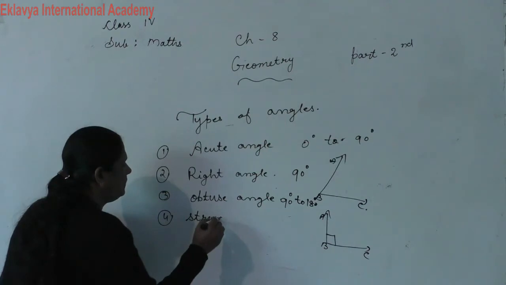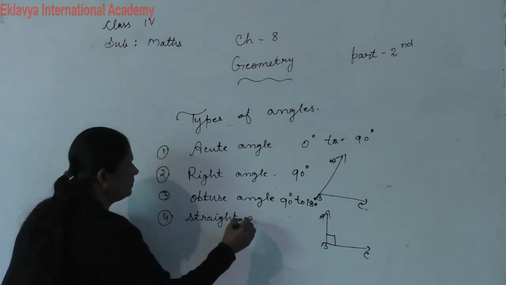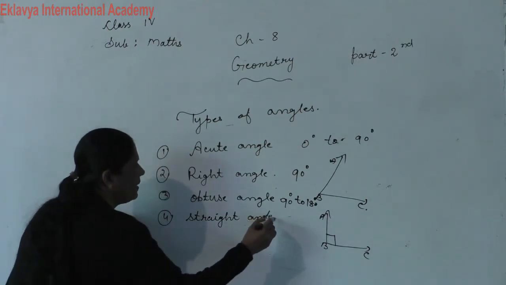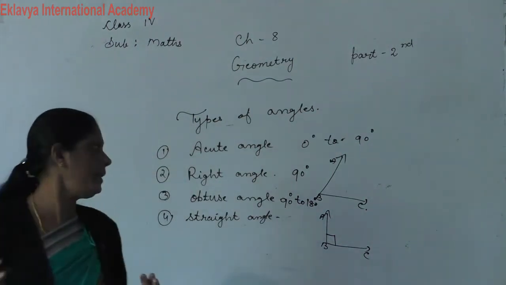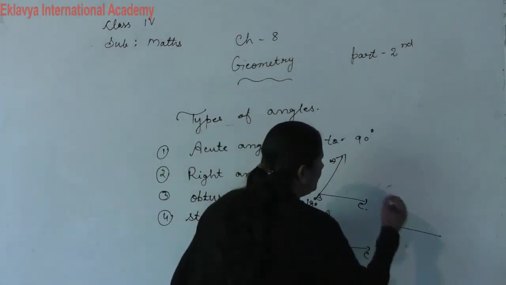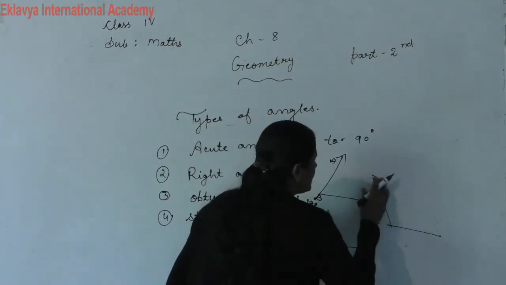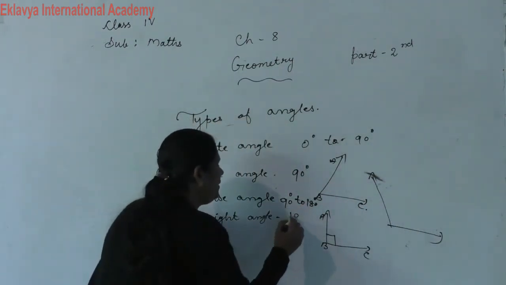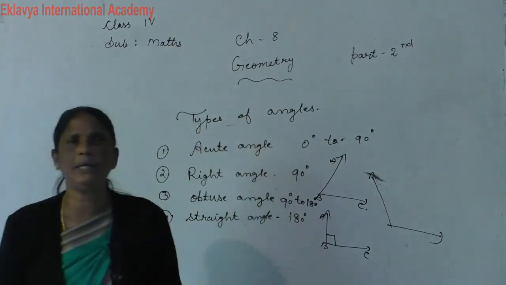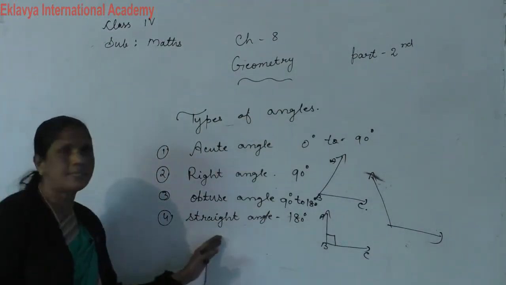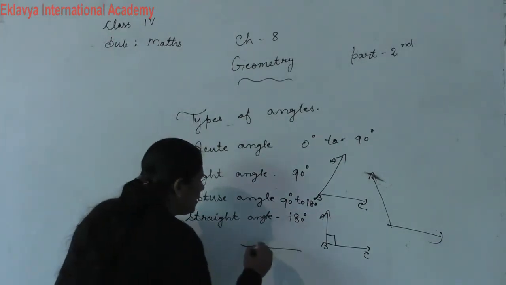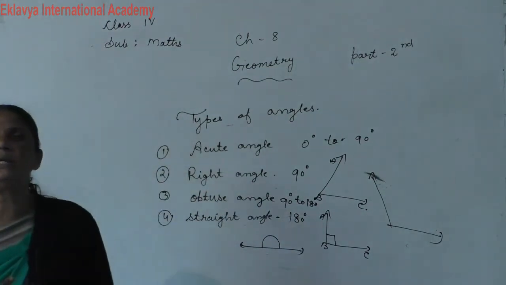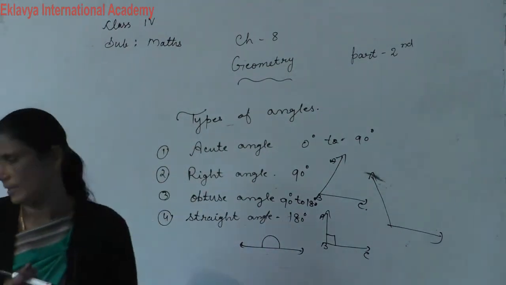Next, straight angle. 180 degrees is called a straight angle. This is the straight angle.